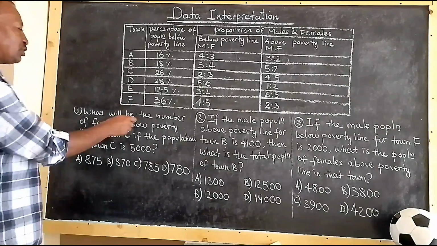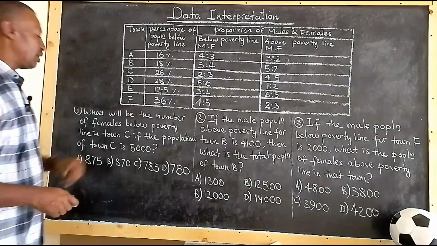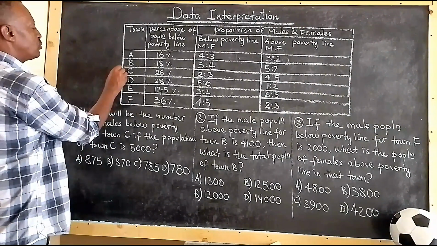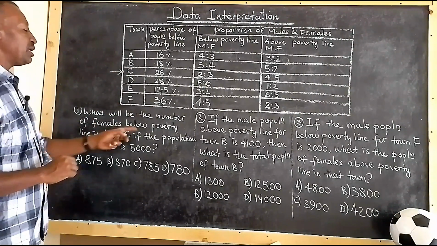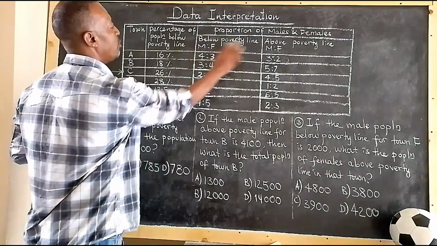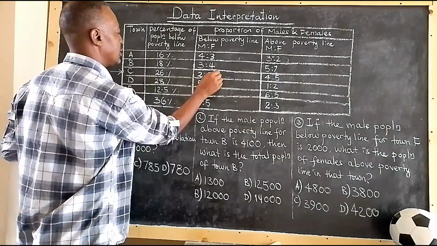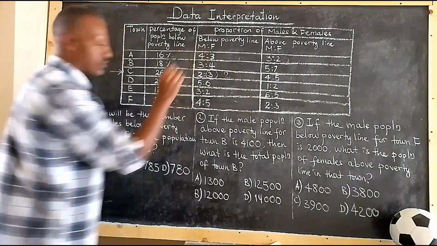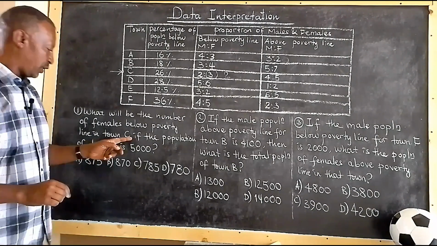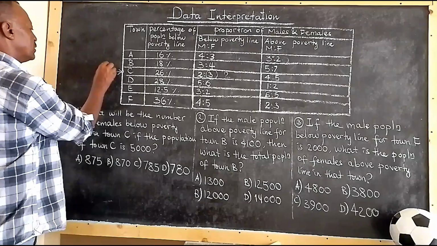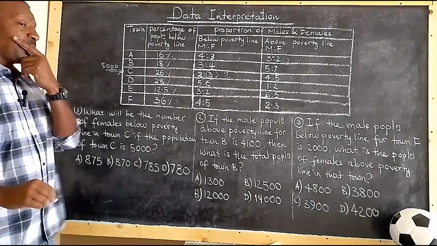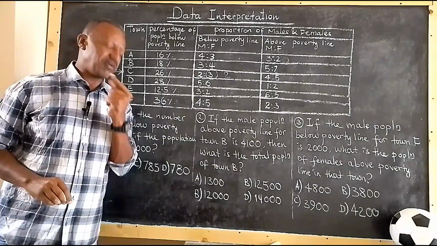Number 1. What will be the number of females below poverty line in town C? We're talking about town C. So the question is, what will be the number of females below poverty line, in town C? It's talking about this. Okay. If the total population is 5,000. The total population is already given as 5,000.